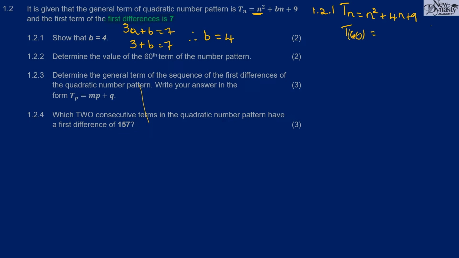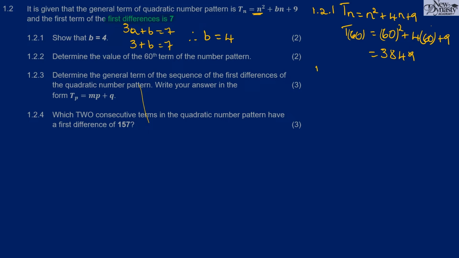So that is going to be T60 is equal to 60 squared plus 4 times 60, then plus 9. Then your 60 squared, that is 3,600. 4 times 60, that is 240, plus 9. That is 3,600 plus 249, that is 3,849. Yes, and that's how you answer that question.